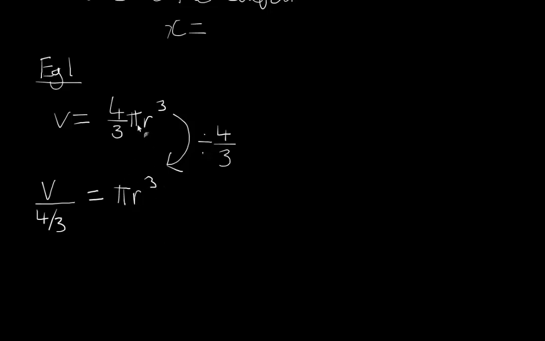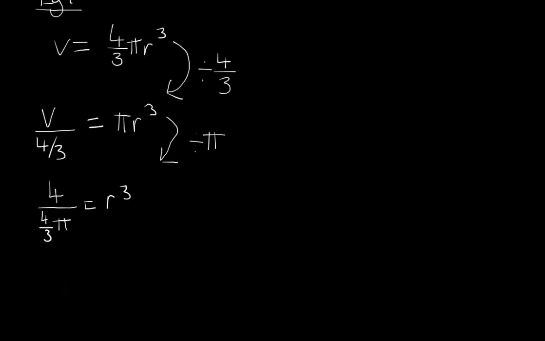Okay, so the next thing we said is that the last thing we had to do was times by 4/3, so the next thing is to divide by pi. So that's our next step, we divide by pi. And if you do that, we get the volume divided by 4/3 pi is equal to r cubed. That's an equals sign, I've just filled it in a bit.